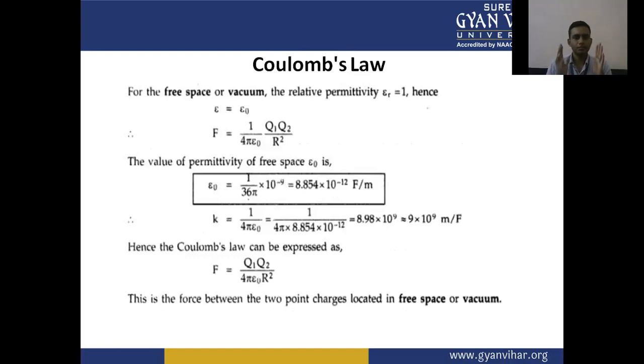For free space or vacuum, the relative permittivity epsilon r is 1. Hence, epsilon equals epsilon naught, and F equals 1 upon 4 pi epsilon naught times Q1 Q2 upon r square.